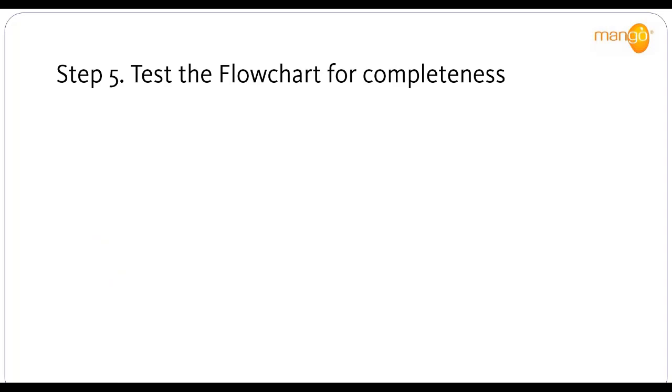So the next one is now you test it for completeness. So you've had a first go at it and you've drawn it up. Right, so now is this workable? Are the symbols used correctly? Like I said, if something's a rectangle and it's got more than one arrow coming out of it, then that doesn't look right.